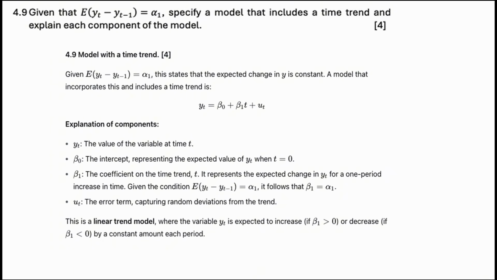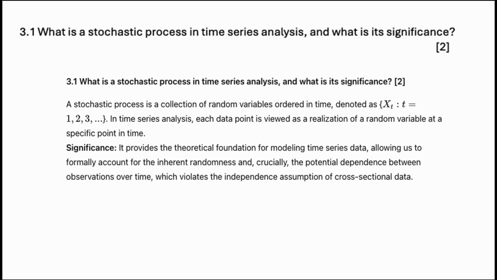And then error u_t, the error term capturing random deviations from the trend. So this is a linear trend model with a variable y_t that is expected to increase if beta 1 is greater than 0, or decrease if beta 1 is less than 0, by a constant amount each period, right? It's linear because y_t is not logged.